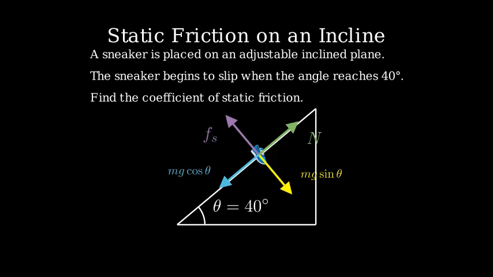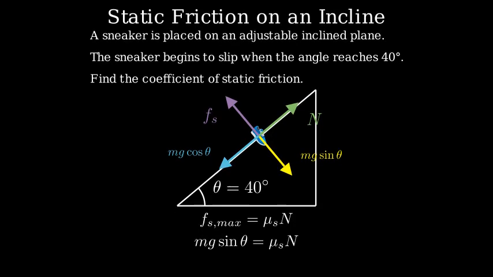At the moment just before the sneaker starts to slip, the static friction force reaches its maximum value. This maximum static friction force is equal to the coefficient of static friction times the normal force. At this critical angle, the component of the weight parallel to the incline exactly equals the maximum static friction force. This gives us the equation, mg sin θ = μs N.